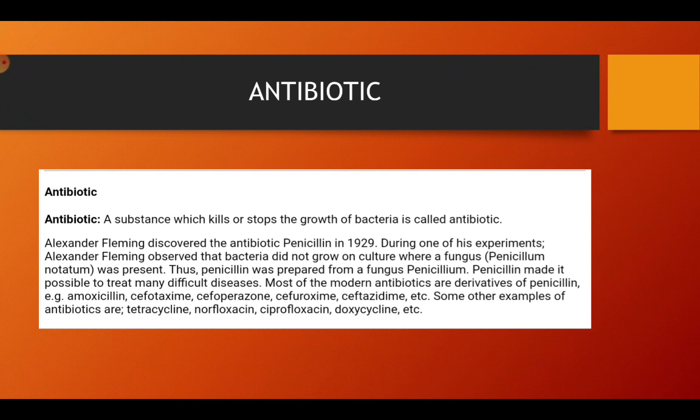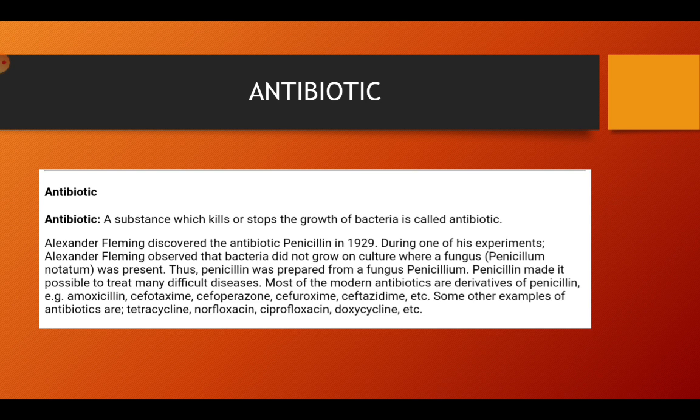Alexander Fleming discovered the antibiotic penicillin in 1929 during one of his experiments. Now this is one more question: who discovered the first antibiotic and what was the name of that antibiotic? So Alexander Fleming discovered penicillin. During one of his experiments, Alexander Fleming observed that bacteria did not grow on a culture where fungus Penicillium notatum was present.